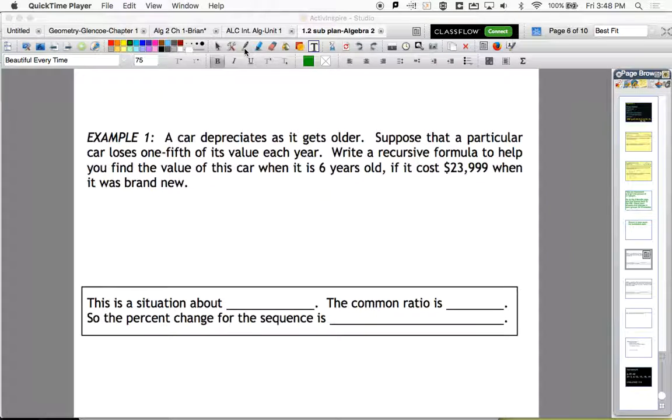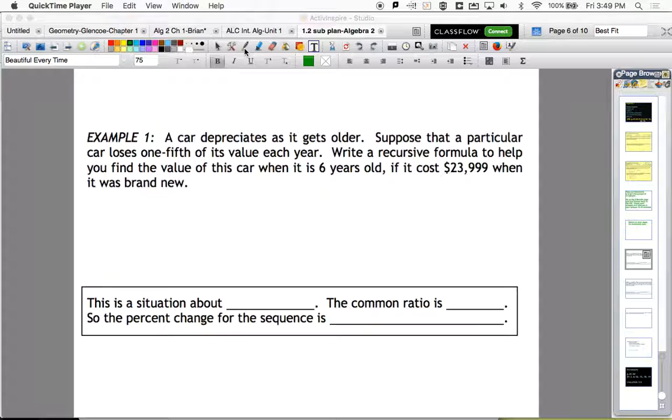All right, so we're in section 1.2, modeling growth and decay. And the first problem, the first example says, a car depreciates as it gets older. Suppose that a particular car loses 1/5 of its value each year. Write a recursive formula to help you find the value of this car when it is 6 years old if it cost $23,999 when it was brand new.